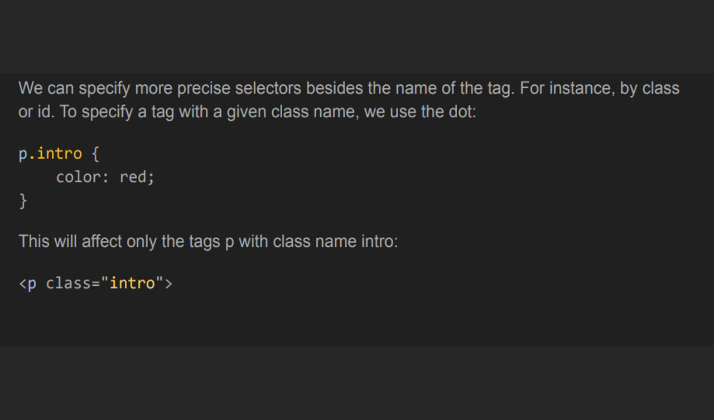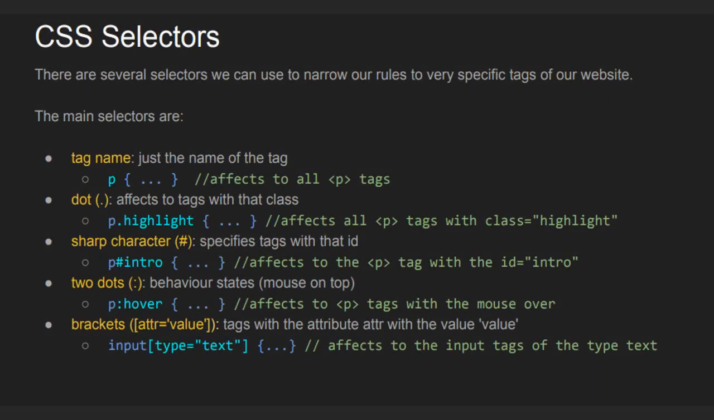There are several selectors we can use to narrow our rules to very specific tags of our website. That is called specificity. We want a specific tag; we don't want to affect all the tags. Okay, so the main selectors we are going to see: one is tag name, just the name of the tag. It can be p, it can be div, it can be a tag. This will affect all the p tags.